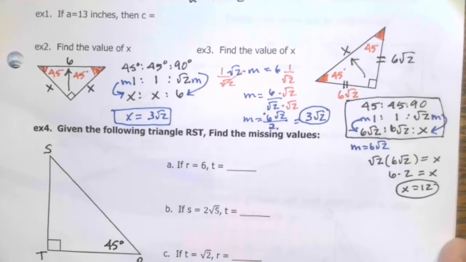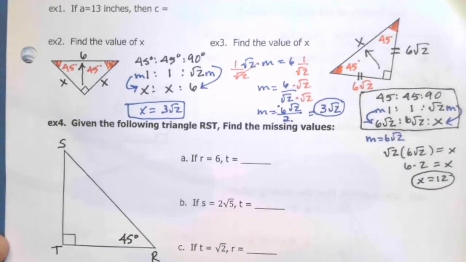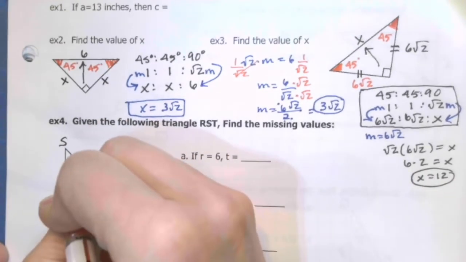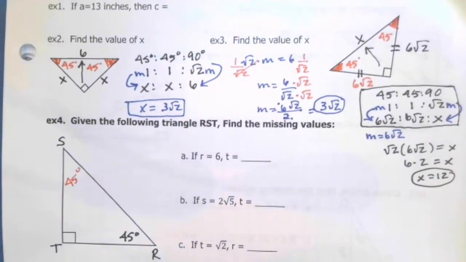All right, let's do a couple more practice problems. Given the following triangle RST, find the missing values. All right, this is a 90-degree triangle with a 45-degree acute angle. That means this one has to be 45 degrees.